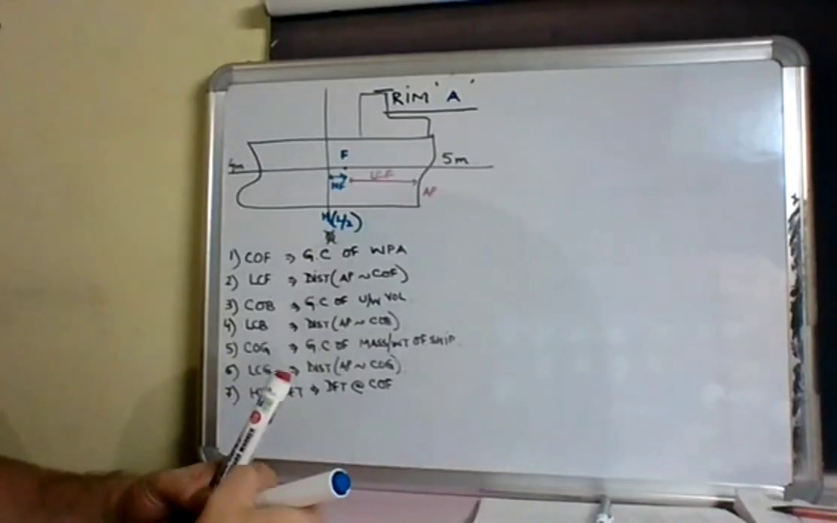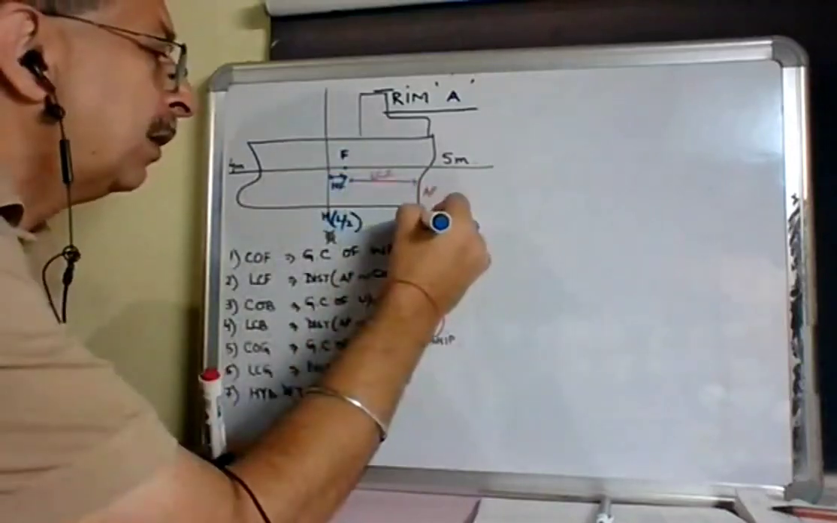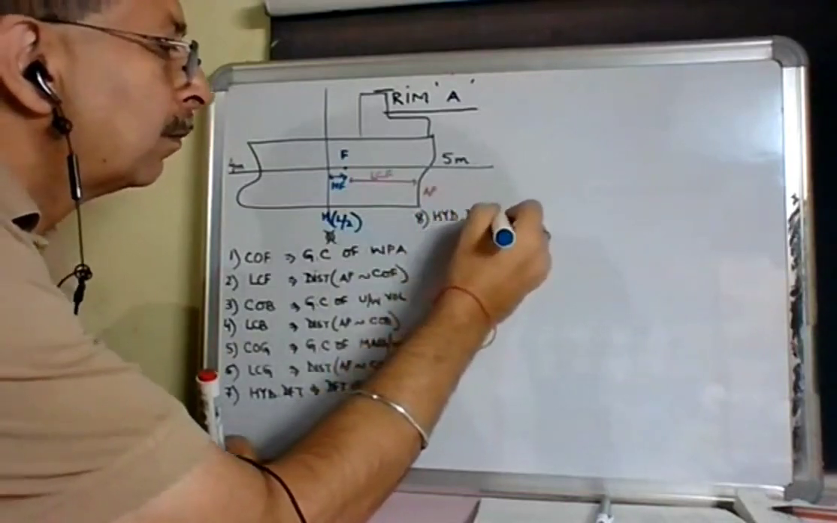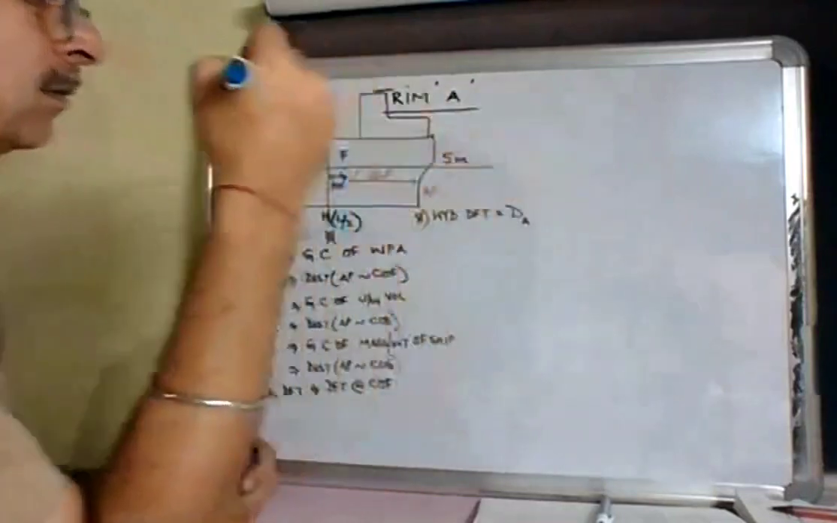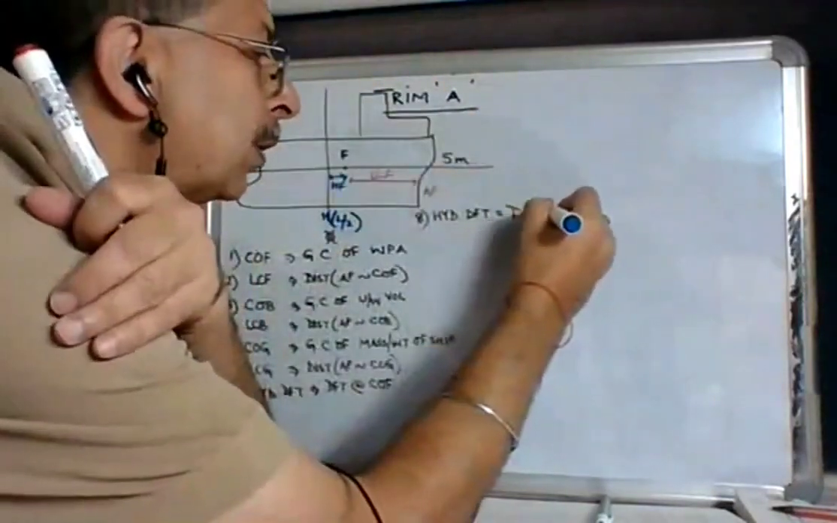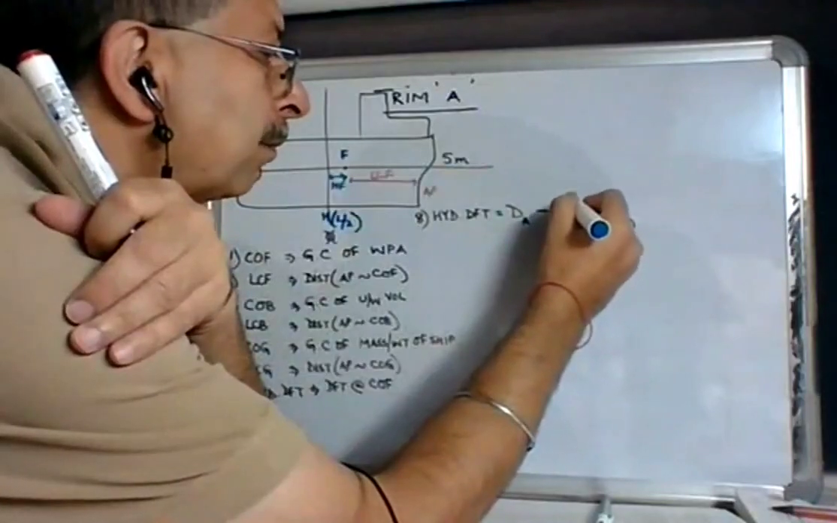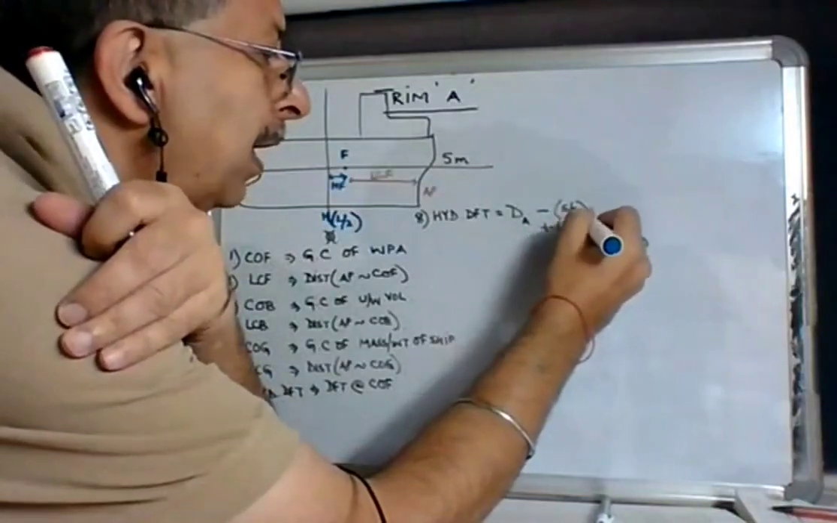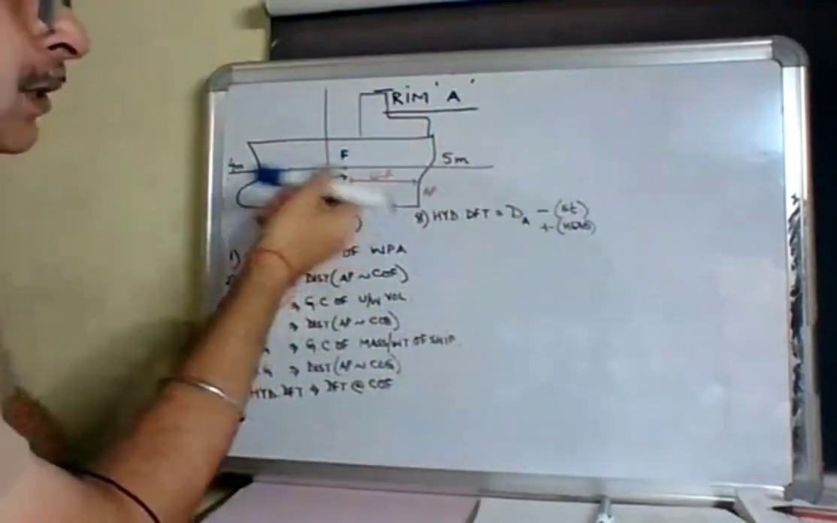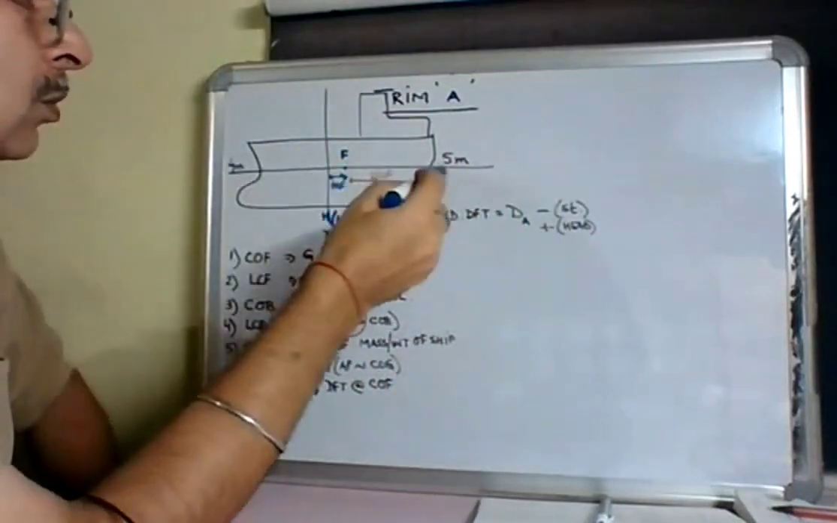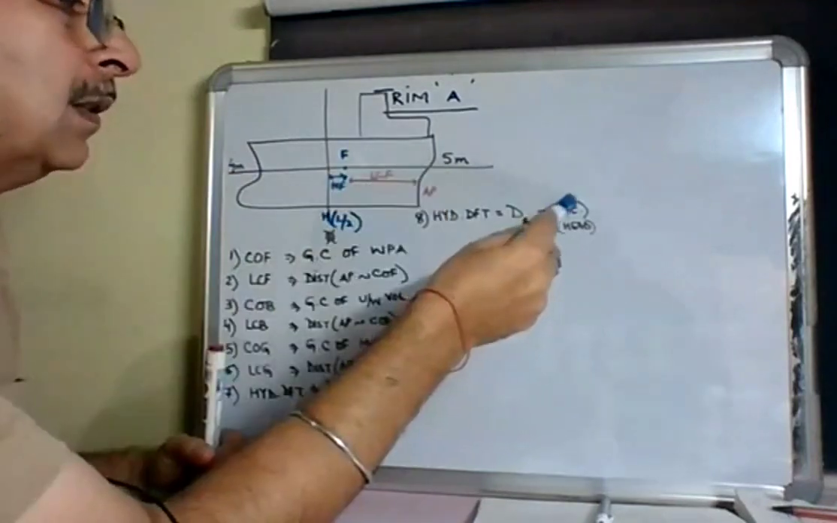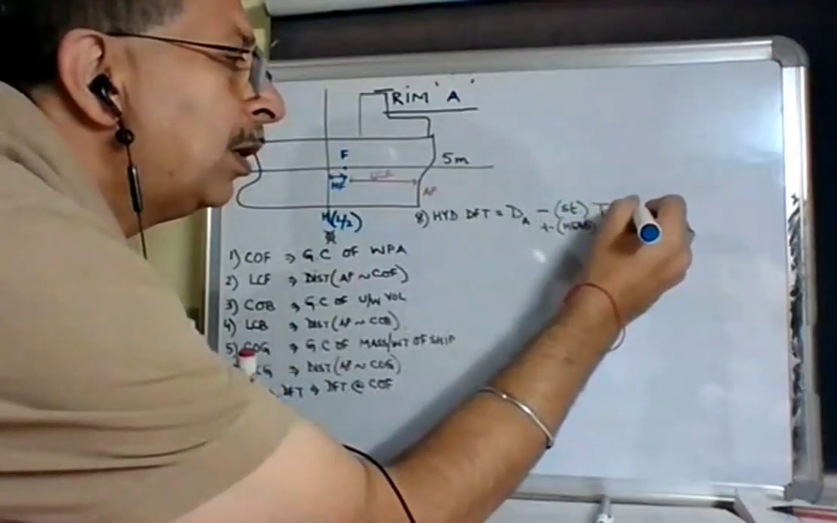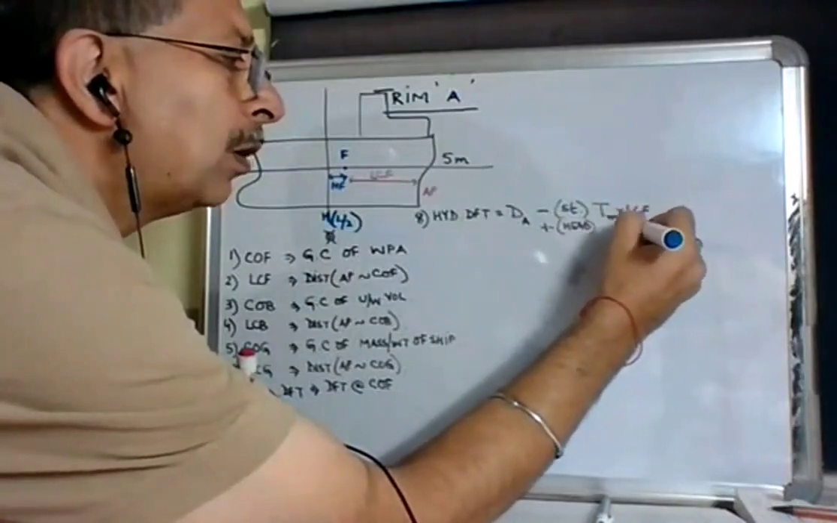So, the formula for hydrostatic draft is draft aft minus for a stern trim, plus for a head trim. Head trim means down by head, stern trim means down by stern. So draft aft minus correction, and the correction is trim into LCF upon LBP.